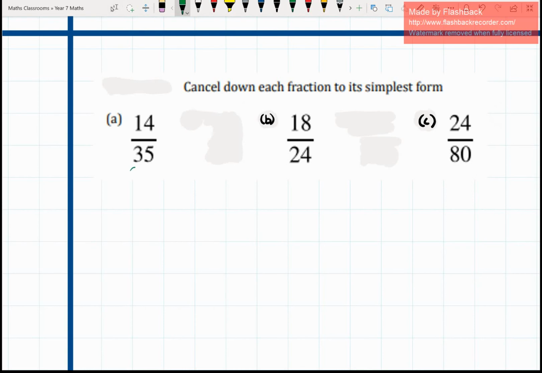Now the first one's quite hard because it's not that easy to scale down. So I'm going to leave that one for now. And I'm going to focus on these two. So I know that 18 can be divided by 2, and I know that 24 can be divided by 2. So I've got 18 divided by 2 is going to be 9, and 24 divided by 2 is going to be 12.